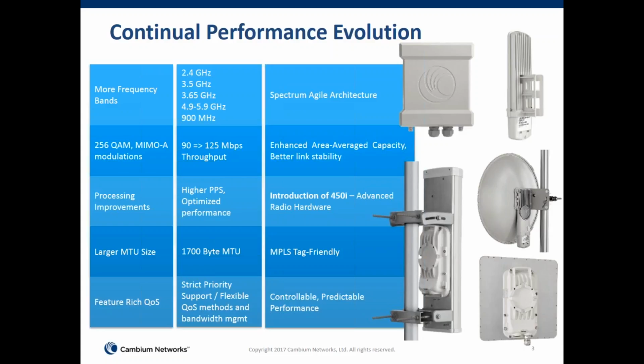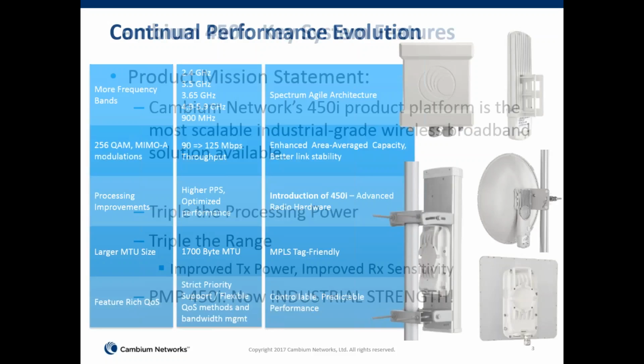It's Spectrum Agile, we call it, because it's built on an FPGA that can be rapidly spun into new bands and new technologies. We've improved modulation modes and modulation rates to improve throughput. We've improved processing through the introduction of the 450i specifically. We'll talk a little bit more about that in a bit. We've improved the MTU size that it can handle. We are now MPLS friendly, meaning we can handle packets larger than 1522 bytes. And it's got a feature-rich QoS system, which will continue to get better as we move forward in time.